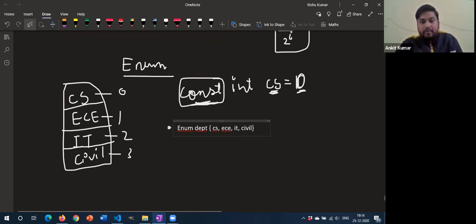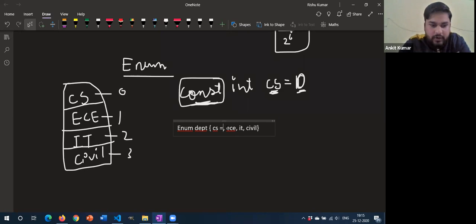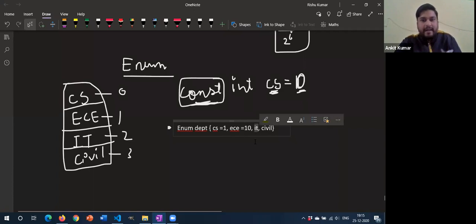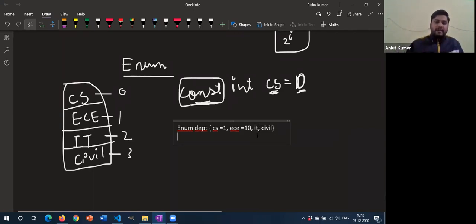But what if you want to give cs a value of 1? You don't want to give cs a value of 0, you want to give it 1. So you can simply say cs is equal to 1. Then ece will get the value of 2 automatically. You don't need to assign ece is equal to 2. Now let us suppose I want to give cs 1 and ece 10, so I can do that as well. When you do that and you don't assign anything to the next one, it will automatically take 11. So whatever value you give over here, the next will take the successive value. Here I have 10, so this will automatically take 11. Then you can use these values in your program wherever you want to use the codes 0, 1, 2.